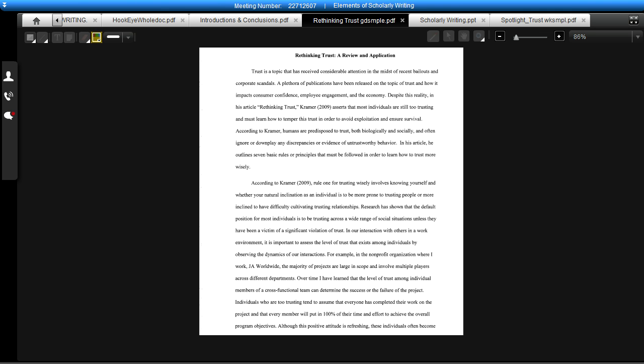Correct. And Neil, did you have something to say? No, I think it was pretty much the same thing. A nice transition from the article. The last sentence of the first paragraph leads the reader to assume that you're going to be writing about the next rule or the first rule. Exactly. So that would basically be the thesis, right? He outlined 7 basic rules or principles that must be followed in order to learn how to trust more wisely. So that is basically the thesis statement in this paper. And if you notice, in every subsequent paragraph, the writer takes each rule and explains it, then gives some examples.